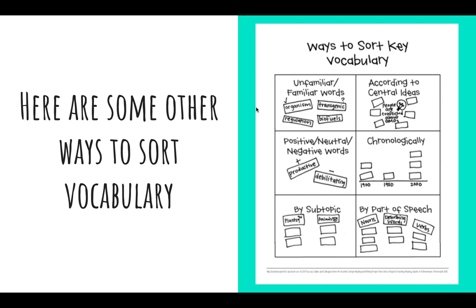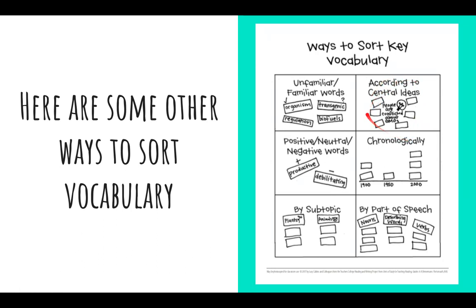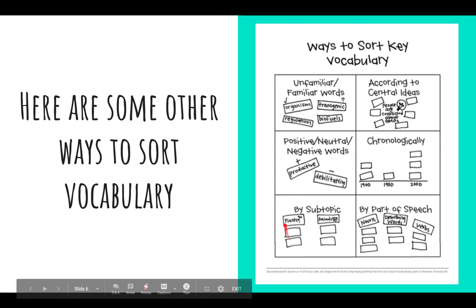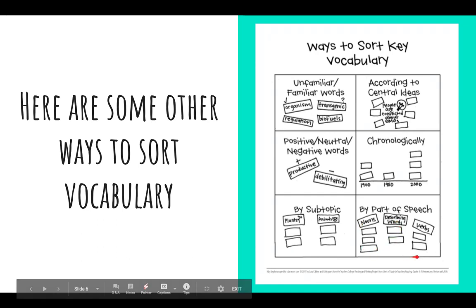Here are some other ways to sort your vocabulary. You can make a chart like this one. So you can do unfamiliar words. You can talk about, here for Miss Moser, she loves the pointer, according to the central idea, which you've done a lot of work with, we can see that this is kind of like a web. We can talk about positive and negative words. We can do chronological, which means in order of when it started. We can do subtopic, which a lot of you have already done, organizing your information in subtopics, but now it might be helpful to organize the vocabulary in subtopics. And finally, parts of speech, which means nouns, describing words or adjectives, or verbs.